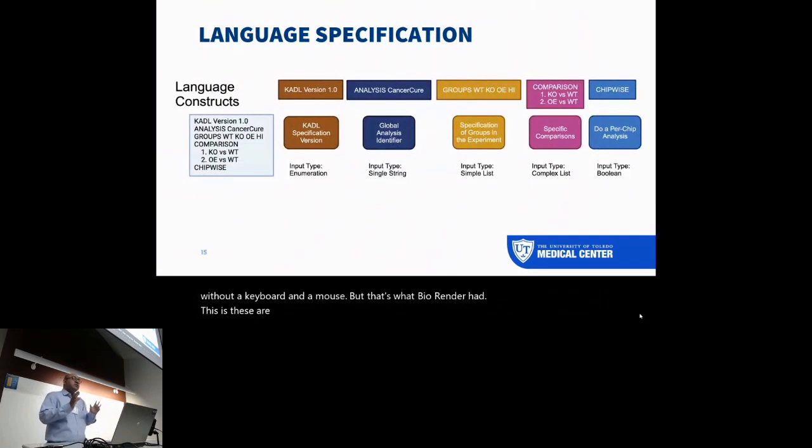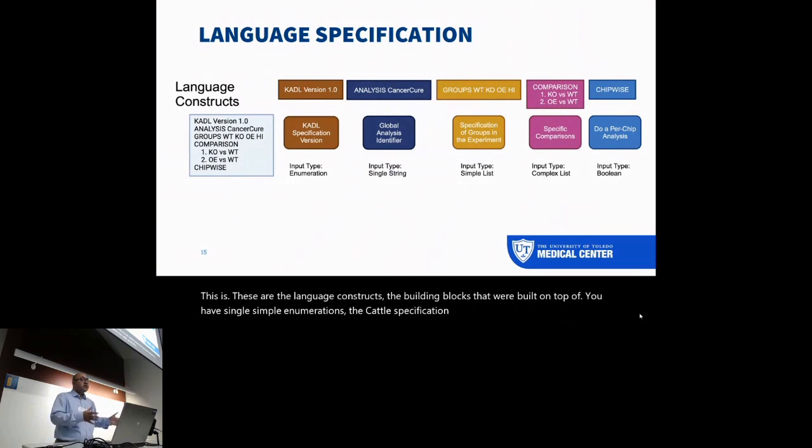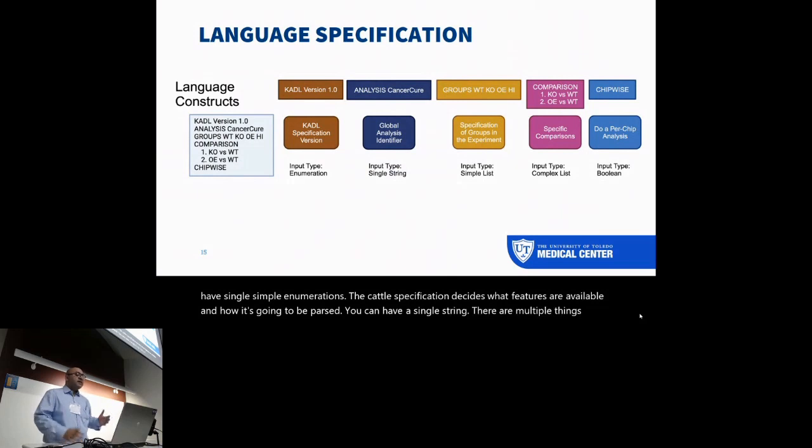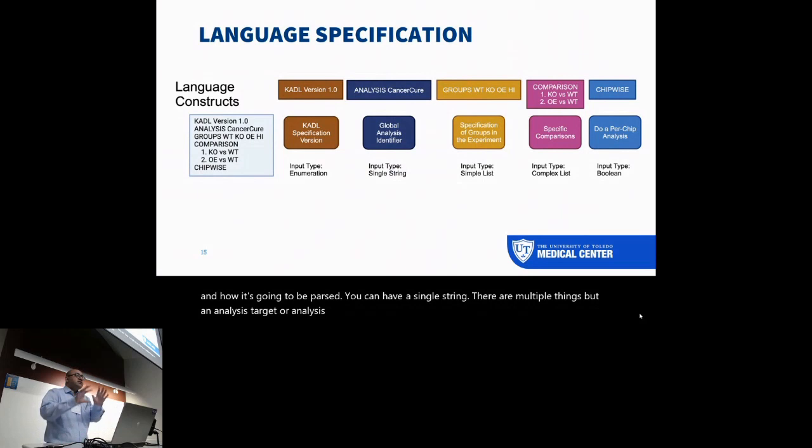These are the language constructs, the building blocks that were built on top of. You have simple enumerations. The KADL specification decides what features are available and how it's going to be parsed. You can have a single string. There are multiple things, but an analysis target or analysis name will just create a new directory, making it easy for people to keep track of their experiments.